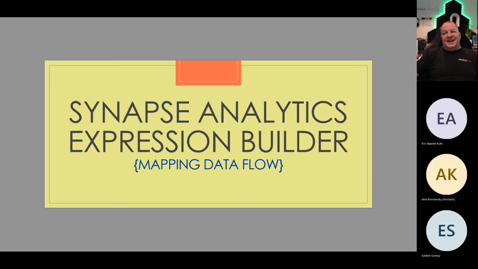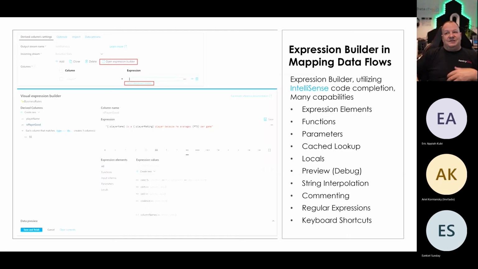Let's talk about the expressions, because this is probably the key thing that we're doing. When we build our transformations, we're essentially telling it that we need it to do something. So let's look at some of the capabilities that we have. In the data flow itself, at the top, you can see here, we've got an open expression builder, or on each of the individual columns, we can open the expression builder for just that column.